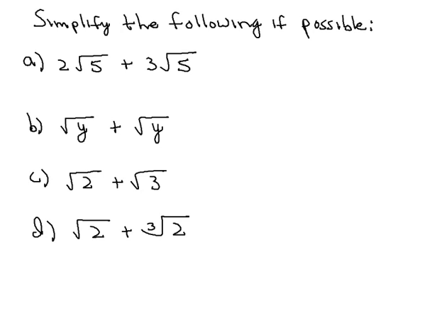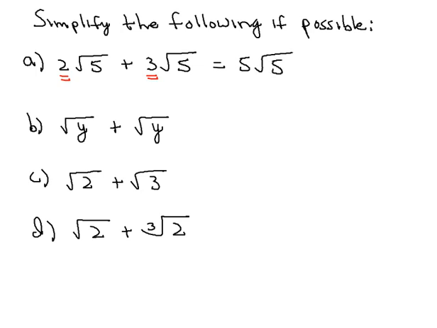Now, for our first example, we're going to look at part A here, which is 2 times the square root of 5 plus 3 times the square root of 5. And I hope you'll agree with me that these are like radical terms because they contain the same radicand 5 and the same index, which is understood to be 2 here for square root. So all we really need to do now then is to simply add together the coefficients, which are 2 and 3. So we will then have 5 times the square root of 5.